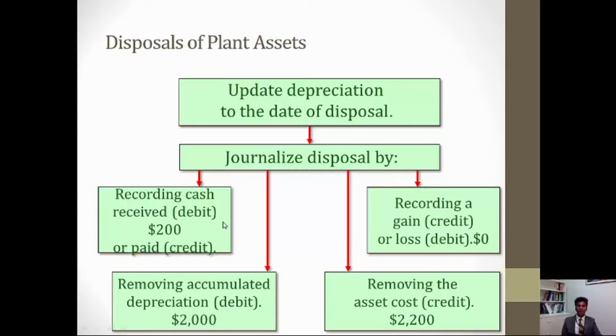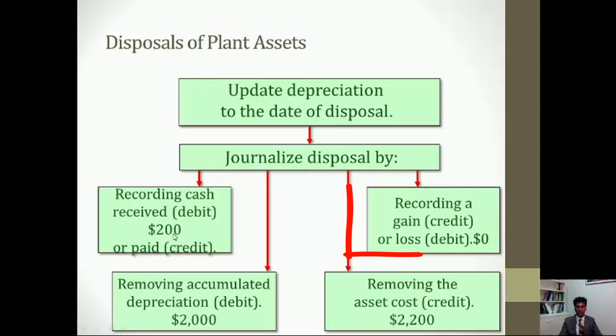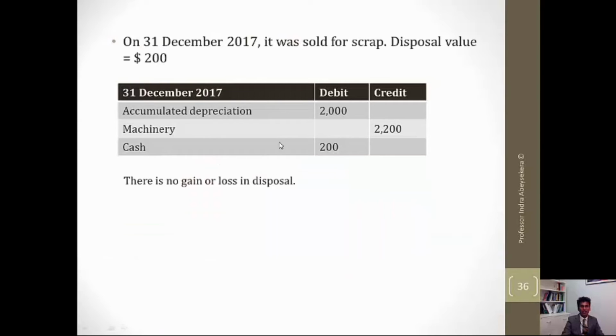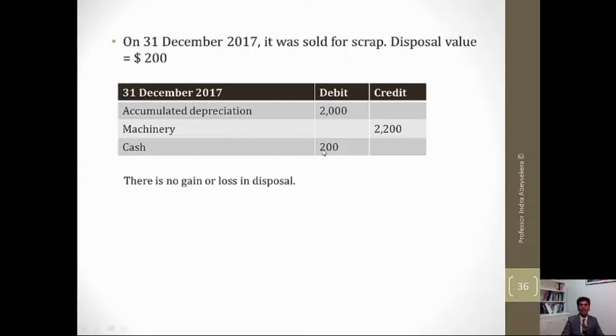If we are selling, let's say the salvage value in our example is 200, so we sell it for 200. And there's no gain or loss. We estimated 200 and we sold for 200. So there's no gain or loss on the disposal from what we estimated. That is 0. So when we do the journal entry, we debit accumulated depreciation, credit the machinery cost, and debit the cash we receive. So there's no gain or loss. Our debits and credits are equal.